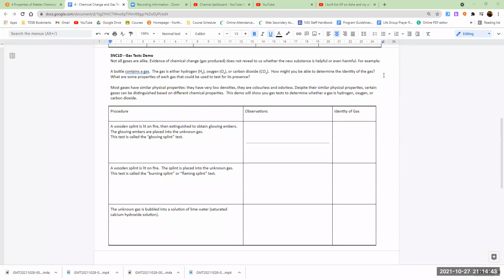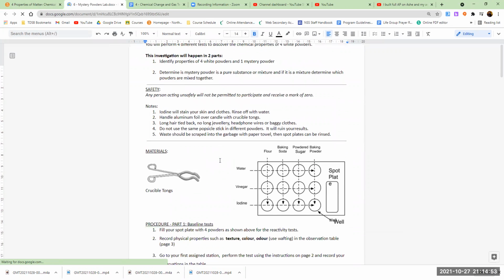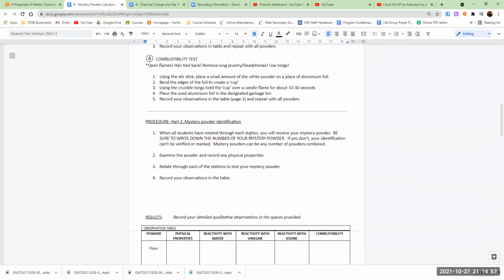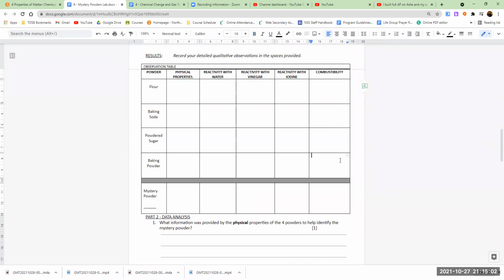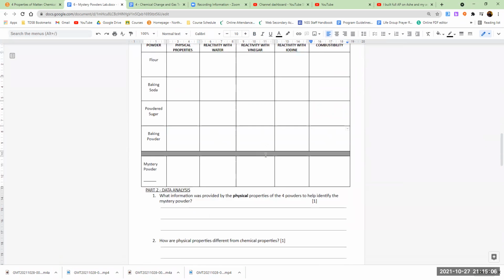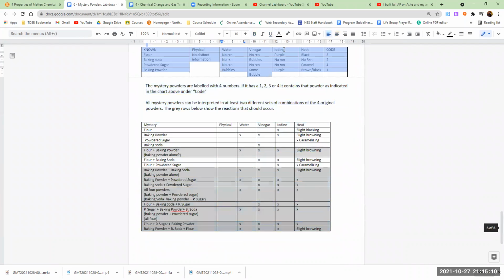Oh, I lied. I totally forgot about actually going into the mystery powders. The mystery powders was the lab that we decided to do the next day. I'll give you the instructions on what happened, and then you can collect the data either from your friends or if you have the opportunity. I like to actually get you to perform it yourself. And then the rest of these questions can be done after you have data on it.